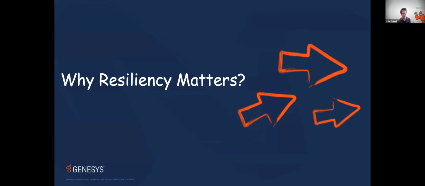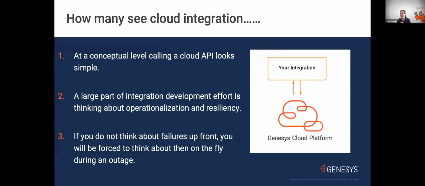Why does resiliency matter? Well, resiliency matters because a lot of times when people are first dealing with distributed APIs or cloud integration, it's very easy to fall into the mindset that I have my integration, I have these APIs, and all I have to do is call it, right? It's really simple. We call it JSON-based API using HTTP. We got lots of libraries.